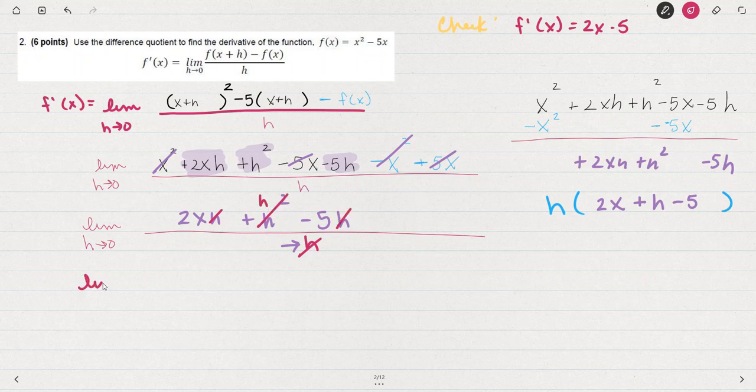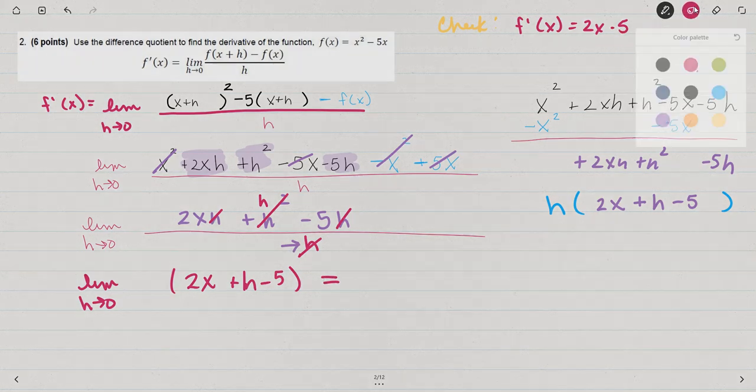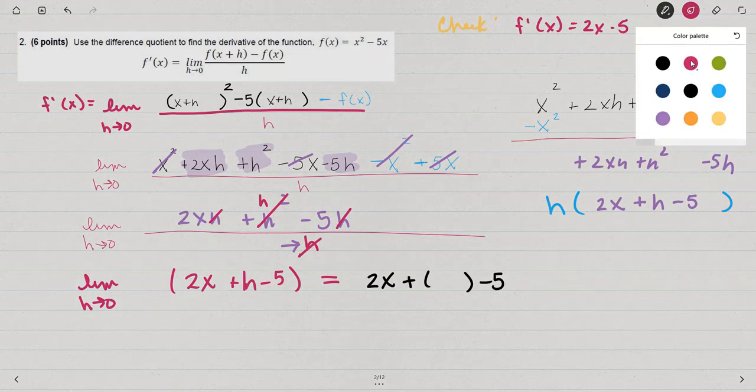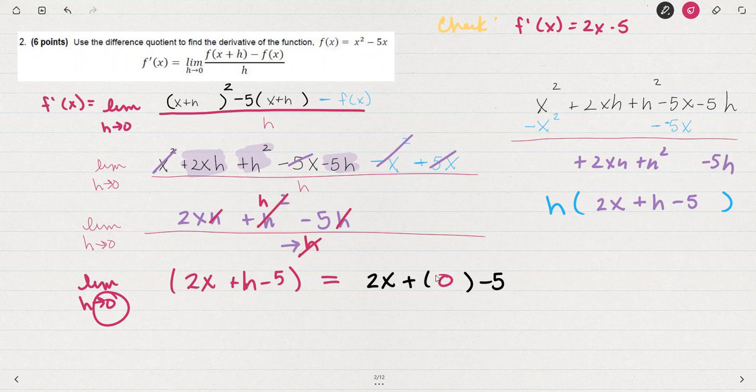So what I'm left with now is the limit as h approaches 0 of, oh, I don't need a fraction line anymore because I've divided out the h. 2x plus h minus 5. And now I'm ready to apply the direct substitution. When I apply the direct substitution, that's 2x plus h minus 5. And in place of h, I'm going to put the 0.